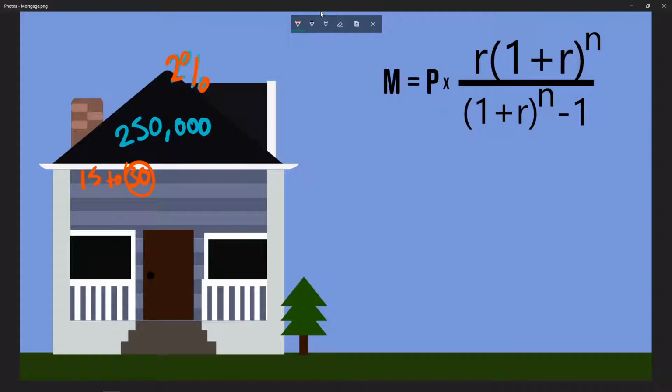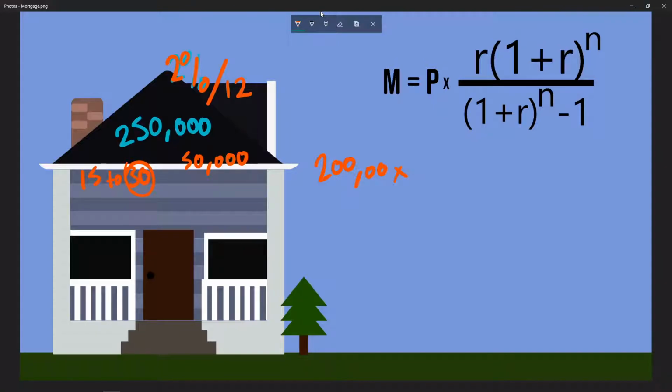You typically have to put 20% down on a home. That is, if you're not a first-time home buyer, or you have some other type of FHA loan. But 20% of 250,000 would be 50,000 in itself. So let's just assume that we have that. So it's 200,000 times our rate, so 2%. But this isn't like our 2% here. It would be 2% over a 12-month period.